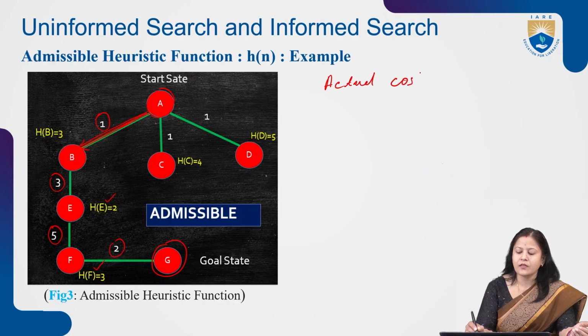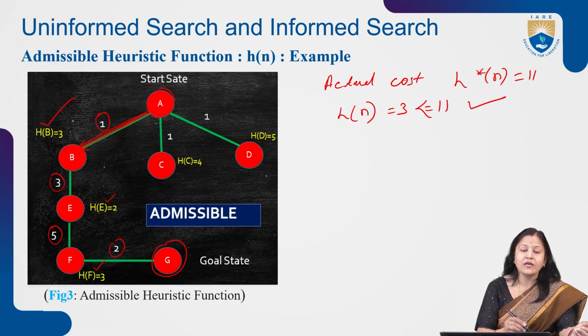Actual cost, that means the total cost, we can say H star n, is equal to 11 from A to G. Now here, what is the heuristic value of B? Heuristic value of B, that means H of n is equal to 3, which is less than or equal to 11. So, this value is admissible.